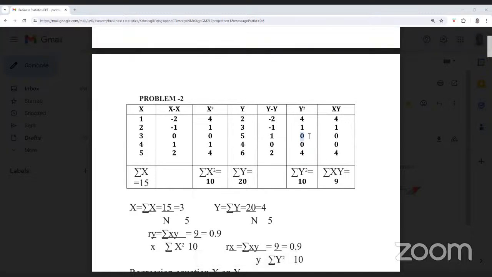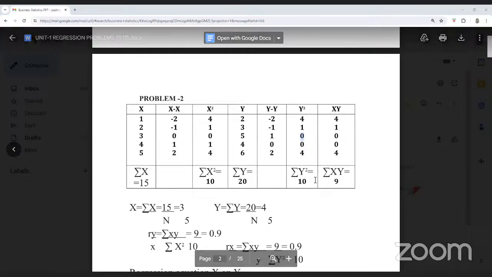Here it is 1 into 1, 1. This came by mistake, it has come 0. Make it correct on your side. 0 into 0, it is 0. 2 2s are 4. So here also we got sigma x square is 10. Sigma y square is also 10.